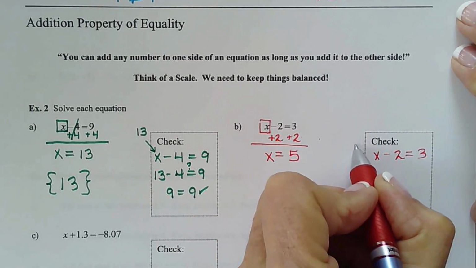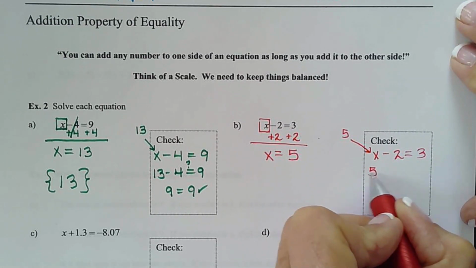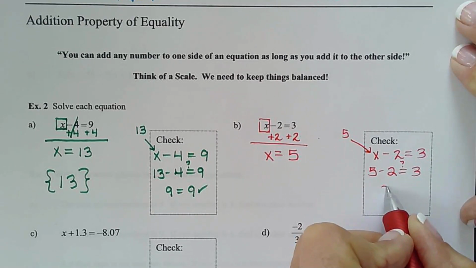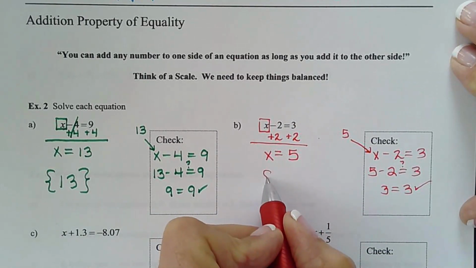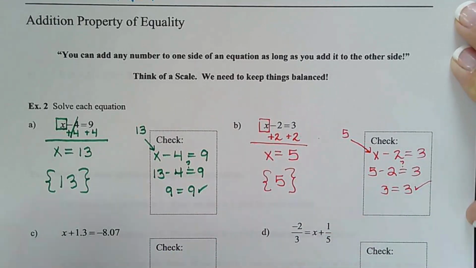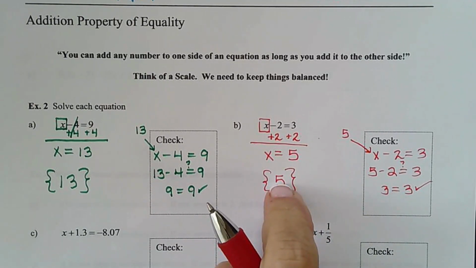Then I plug in my value that I think is the solution. 5 minus 2 equals 3. Is that true? Yes, it is. Ding, ding, ding. That means I can go over here and in ALEKS, plug in 5 as my solution. This lets the reader know that it's been checked and it's a valid solution.